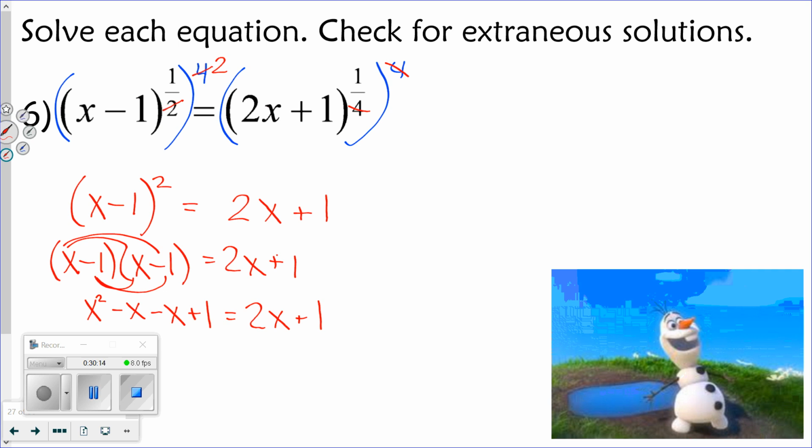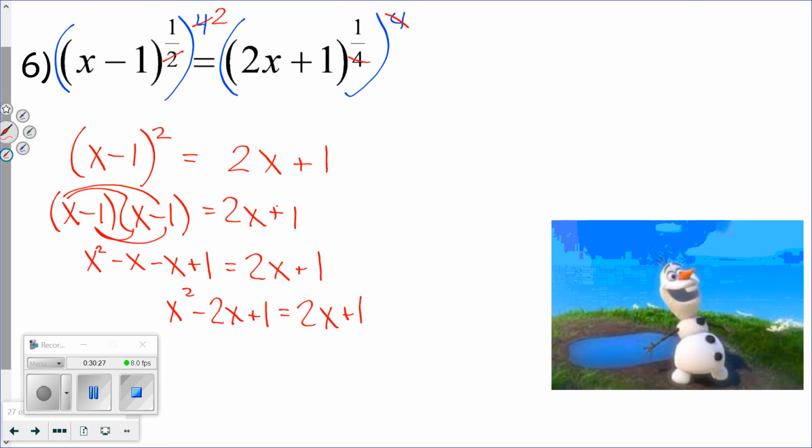Okay, so x minus 1 squared means I have 2 of them, so we distribute. I'll clean this up a little bit. So I get x squared minus 2x plus 1. And then how do I solve this? Good. Equal it to 0. So I'll subtract 2x over, and I get negative 4x. Subtract the 1. I cancel.